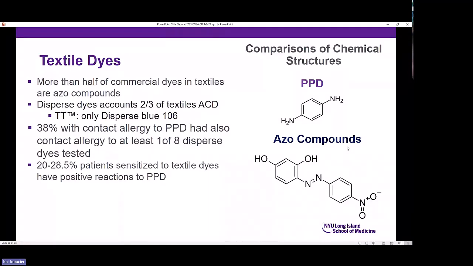We talked about p-phenylenediamine and azo dyes, and you will see that in the textile dyes, disperse dyes account for 2/3 of textile dyes, and there is cross-reactivity to p-phenylenediamine. So actually 38% of those with contact allergy to PPD found in hair dyes will also have a contact allergy to one of the disperse dyes. And about 20 to 30% of patients sensitized to textile dyes will also have a positive to p-phenylenediamine. So there is really an extensive cross-reaction between these two.